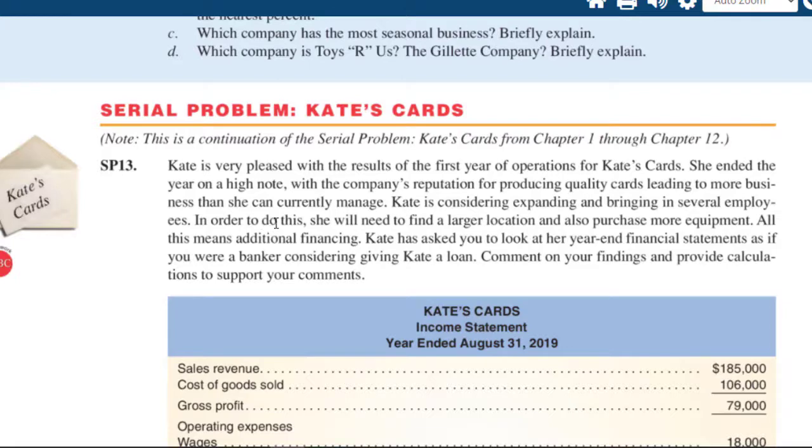It says that she thinks she's done very well. The company's got a good reputation. They are considering expanding, doing some additional things, and they're going to need money for that. She might want to go see a banker for a loan, so a banker is a lender. Then they want to comment on the findings of our financial analysis.